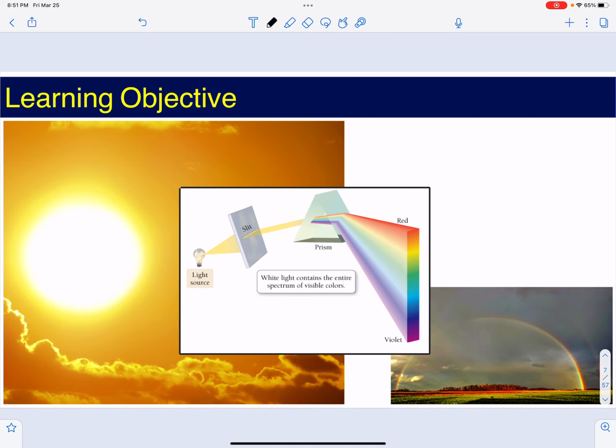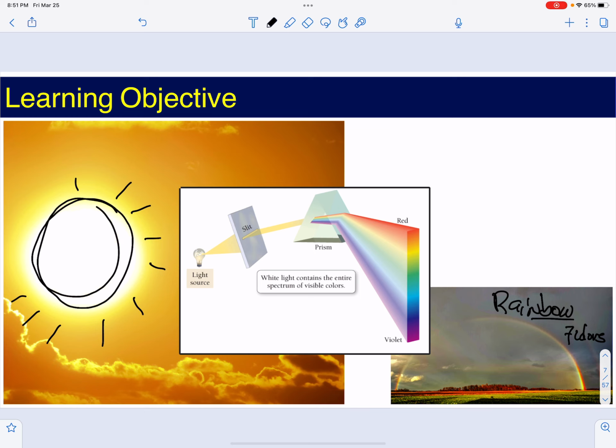So let's continue talking about light. So the light that we know the most is the light coming out of the sun. And I'm sure all of you have seen a rainbow before. And you know that the rainbow has 7 colors, if I remember right. And all of them are coming from this light, white light.